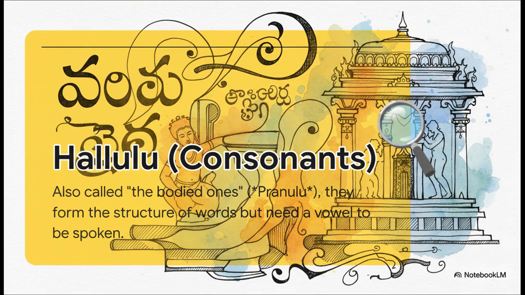And then you have the consonants, the bodied ones. They give the sound its shape, its structure. But, and this is key, on their own, they're silent. A K sound is just potential. It needs a vowel, one of those life breaths, like ah, to actually become ka. It's this incredible partnership, and it's really the heart of the whole Telugu sound system.